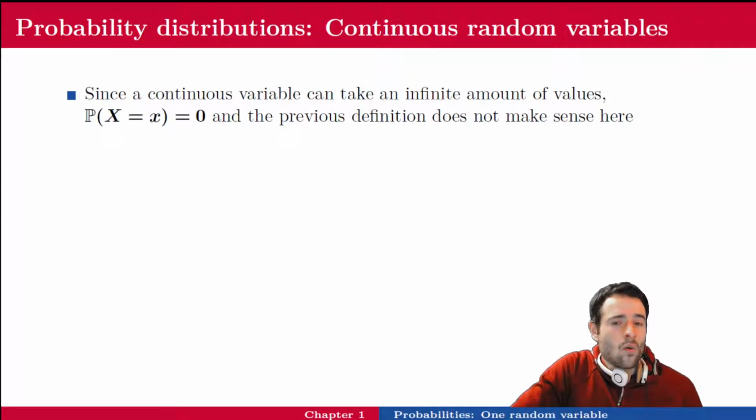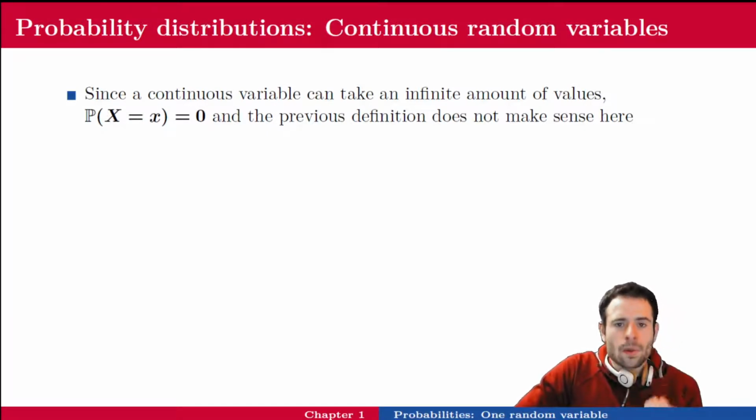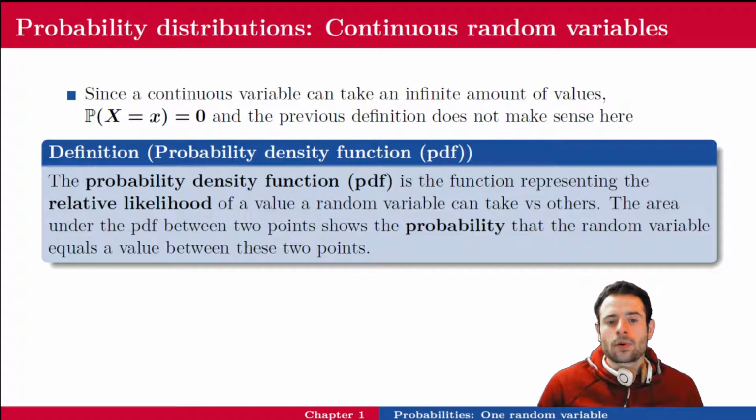Because there could be 150.0000001, 150.010001, and so on. So when we talk about a continuous random variable, it doesn't really make sense to talk about a probability mass function, because there is no probability of getting one specific value. However, we will use the concept of a probability density function.